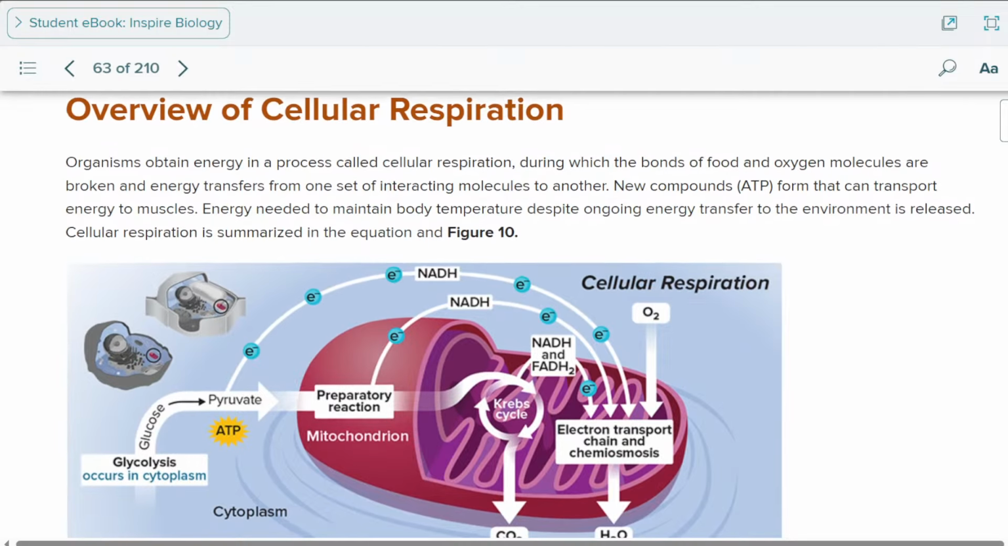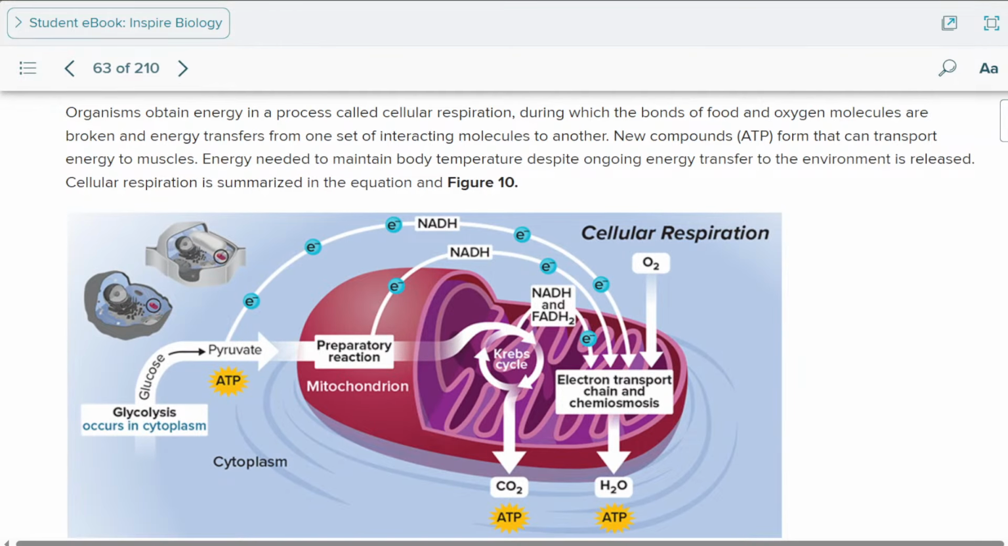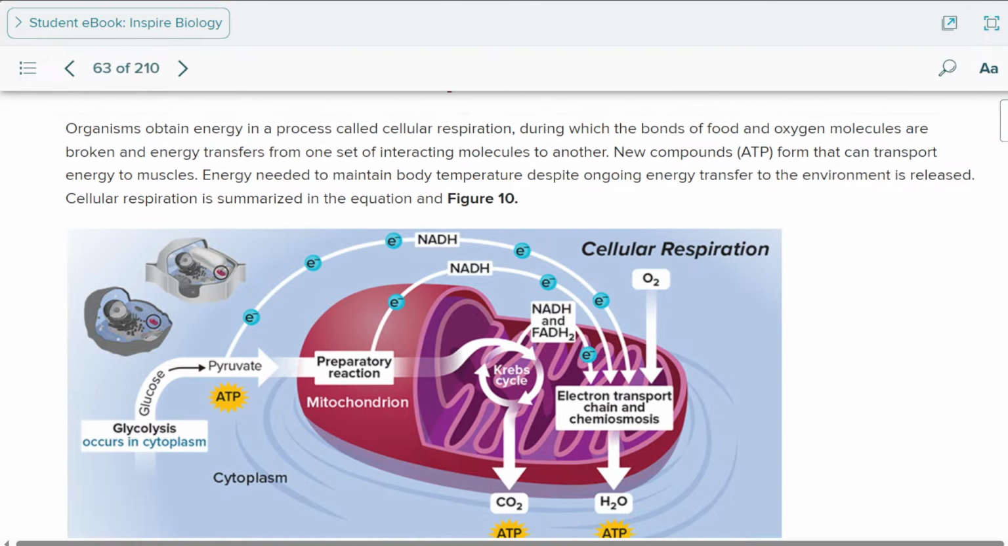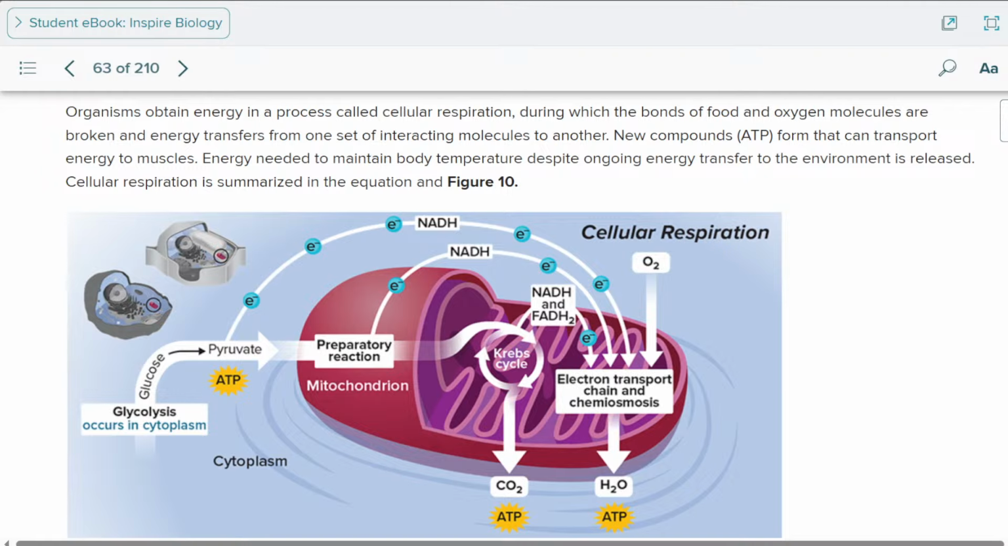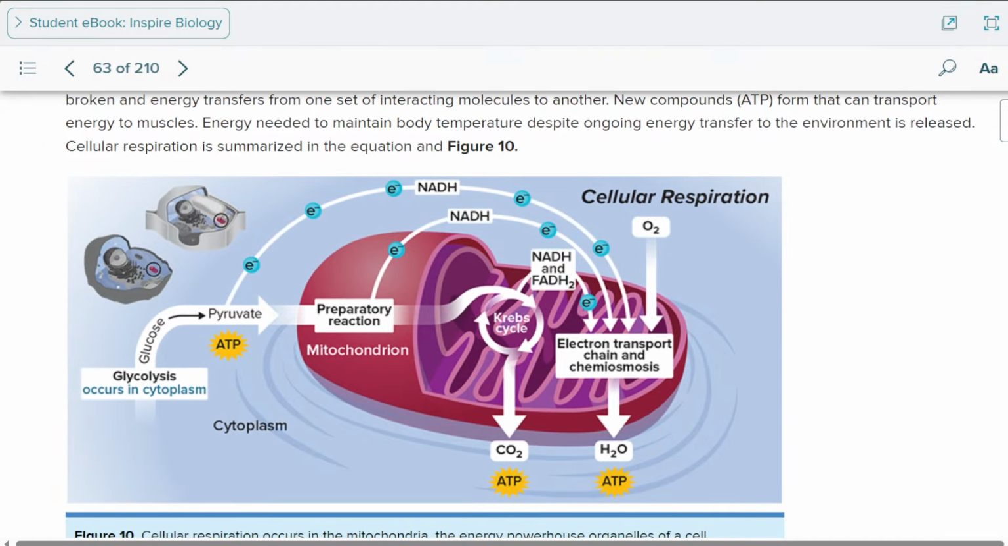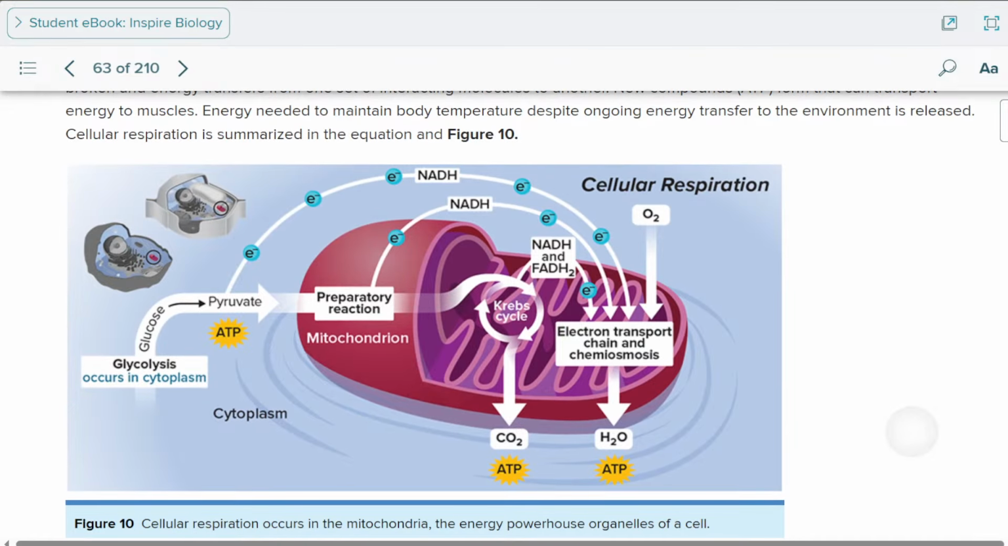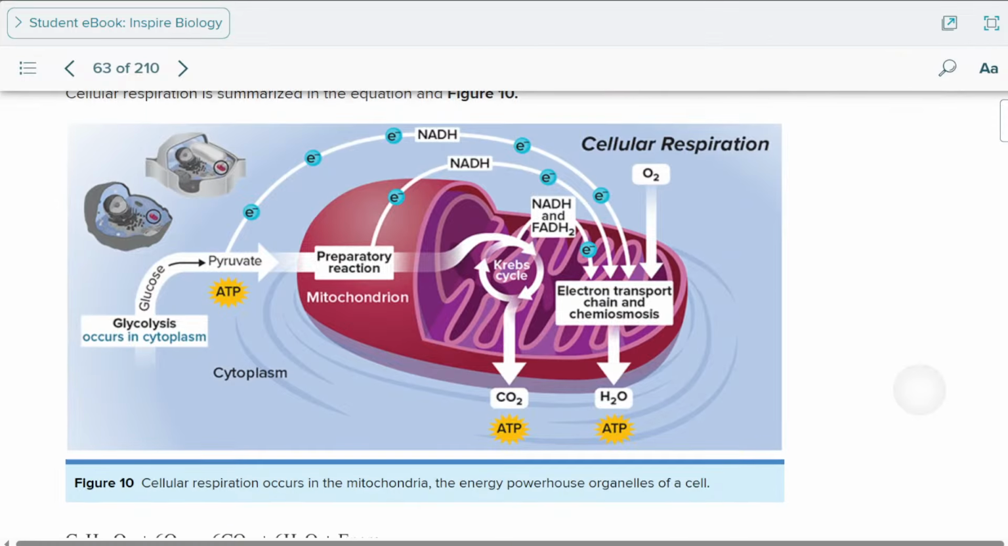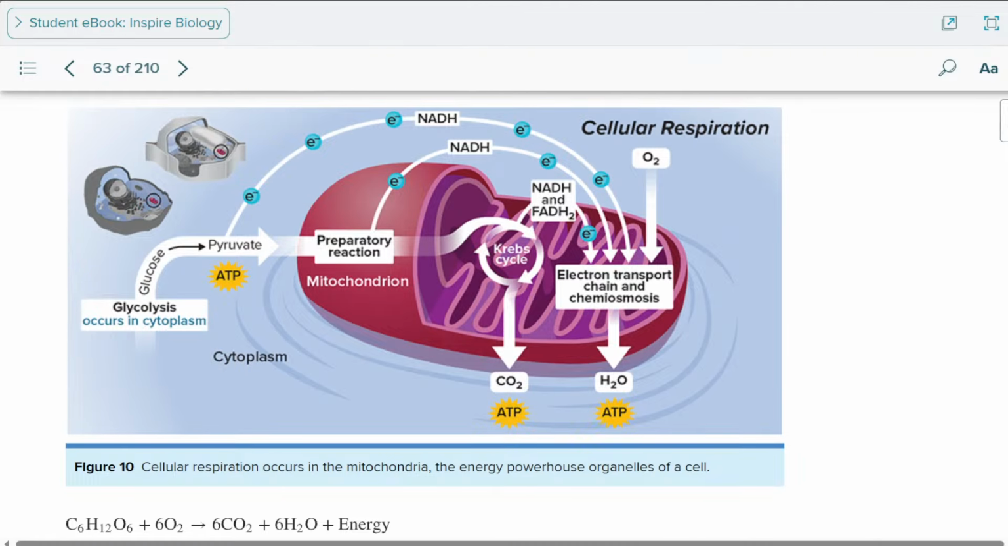We're going to go with the overview of cellular respiration. This is how an organism obtains energy, in a process called cellular respiration. During it, the bonds of food and oxygen molecules are broken and energy is transferred from one interacting molecule to another. New compounds of ATP form and can transport energy into muscles, and the energy needed to maintain body temperature despite ongoing energy transfer to the environment is released. Here's the summarized picture of it. It happens in the mitochondrion, and there are a few steps I want to explain first.